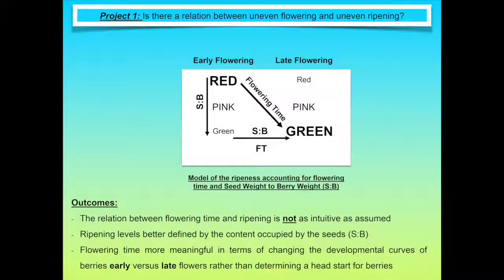So we came up with a model that tried to combine the different aspects of flowering time and seed weight to berry weight. In this model, depending on where you are, early flowering or late flowering, the seed weight to berry weight seems to have a huge impact on explaining why a berry is green, pink, or red at mid-veraison.